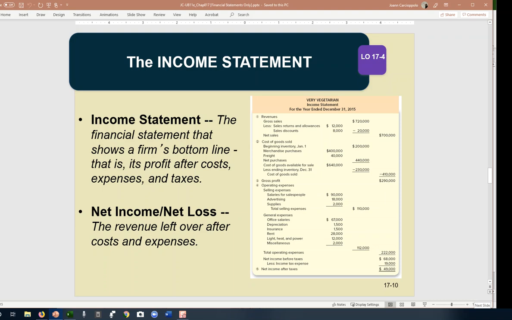Let's talk about the income statement. Again, see page 486 for a graphic that shows an example of the Very Vegetarian income statement. The formula for the income statement is the revenue minus the cost of goods sold should equal the gross profit, minus operating expenses will equal the net income before taxes, and then minus the taxes equals the net income or loss, the profit or loss of the company. See figure 17.7 as the example that I'm showing you here.